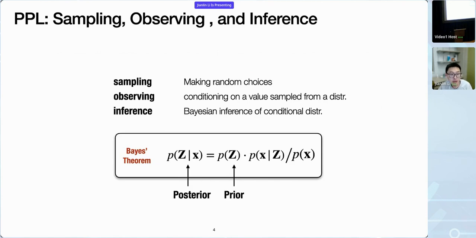Bayes' theorem describes how the probability or probability density of an event based on prior knowledge should rationally update according to observations. And finally, inference corresponds to applying Bayesian inference to infer the conditional distribution, the true posterior, given the observed data x.